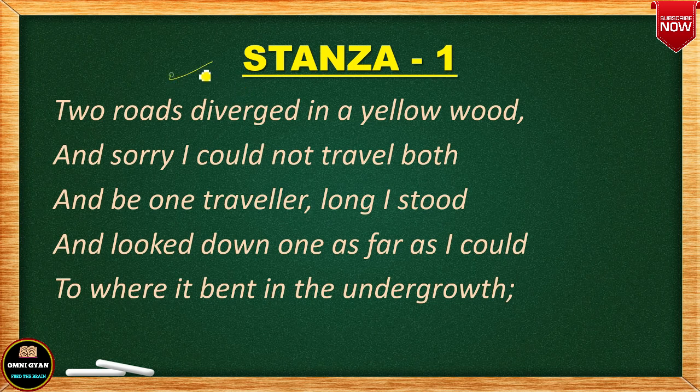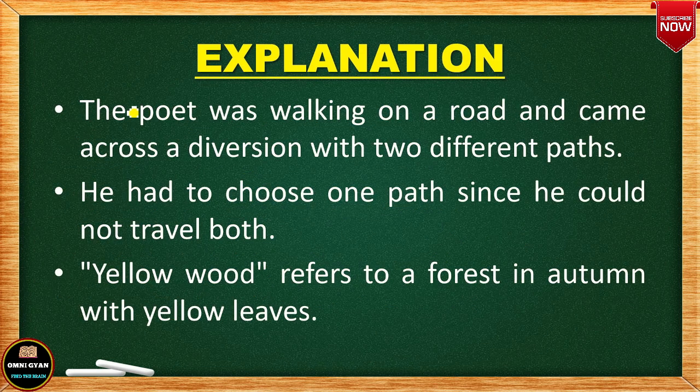So stanza 1. Two roads diverged in a yellow wood, and sorry I could not travel both. And be one traveler, long I stood, and looked down one as far as I could to where it bent in the undergrowth. ठीक है, तो हम लोग देखते हैं इसका explanation अभी. So what is the explanation?